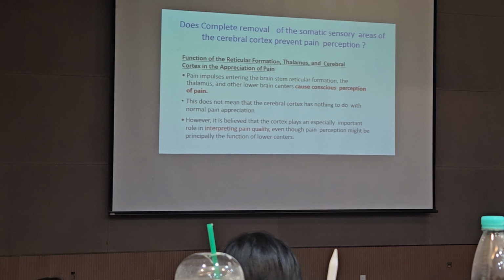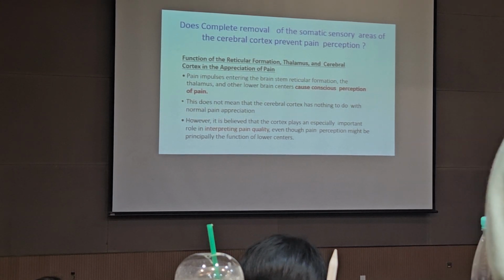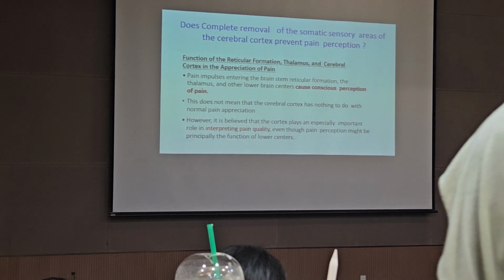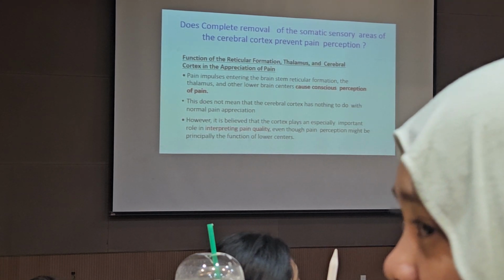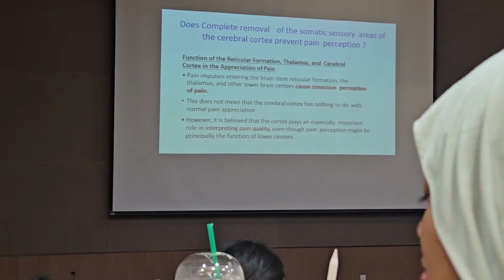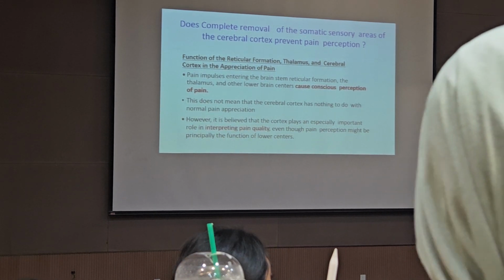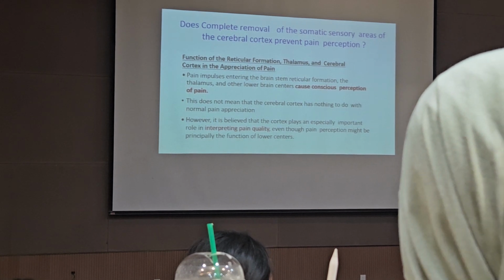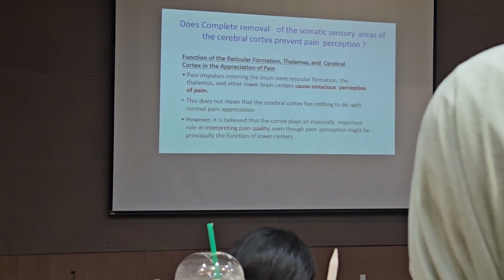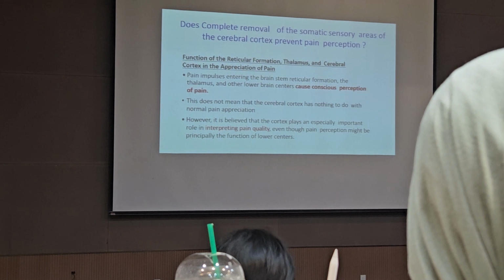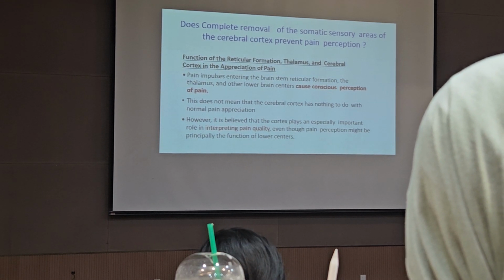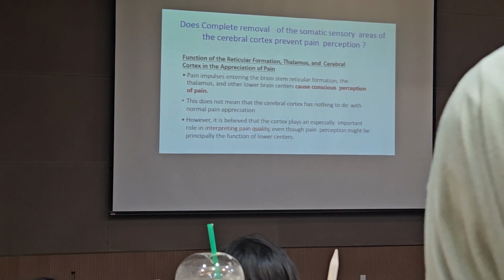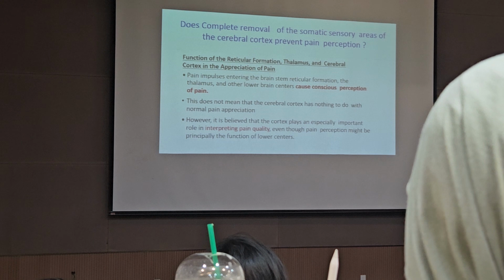Because just now, slow pain gives projection to the hypothalamus, limbic system, and the reticular formation area. You still can feel pain or not? Still can feel pain. So pain stimulus entering from the brainstem, reticular formation, thalamus, and other lower brain centers causes conscious perception of the pain. Still you are conscious that you are having pain, but you cannot interpret exactly what type of pain it is. Pain, but exactly cannot identify.